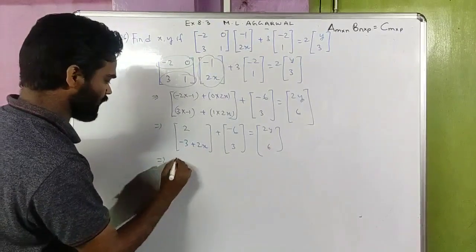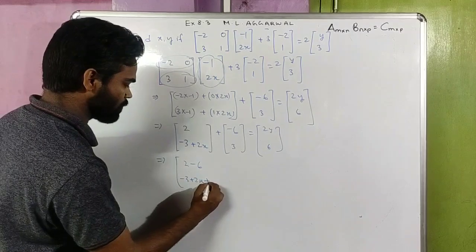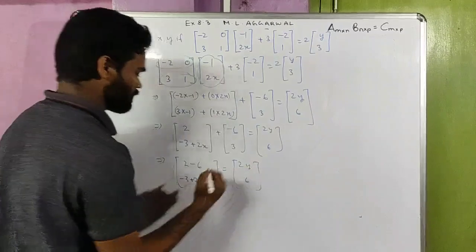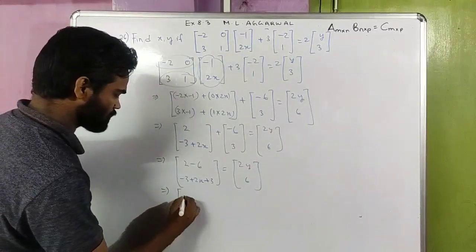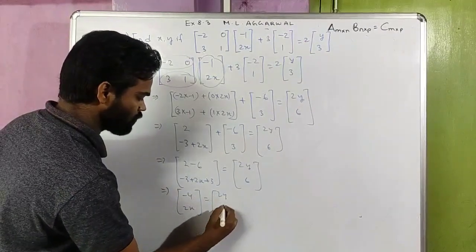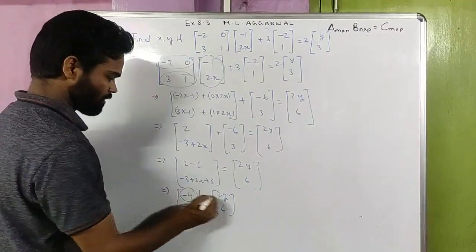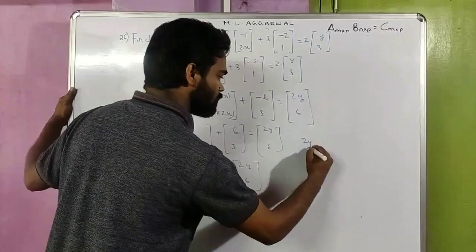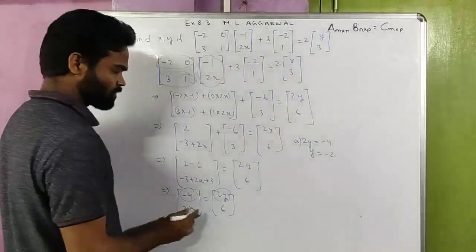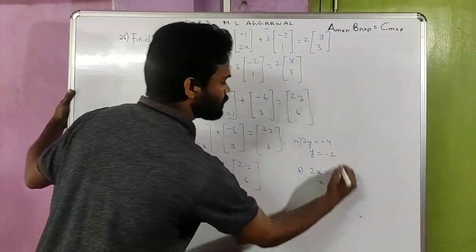And these two matrices will be added. So 2, this is minus 6, this is minus 3 plus 2x plus 3. This is equal to 2y, 6. Now this is minus 4, this is 2x, and this is 2y, and this is 6. Now these two matrices are equal. So can we say that 2y equals to minus 4, which means y equals to minus 2? And can we say 2x equals to 6, which means x equals to 3?